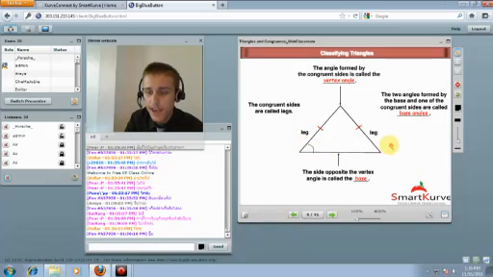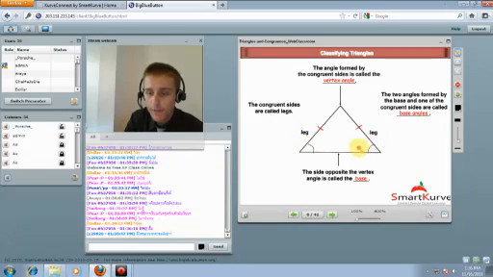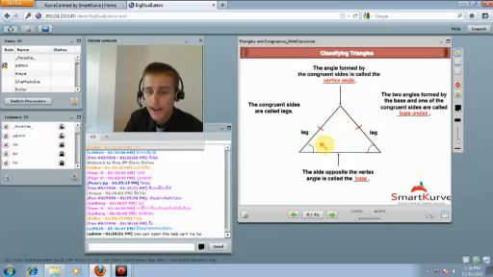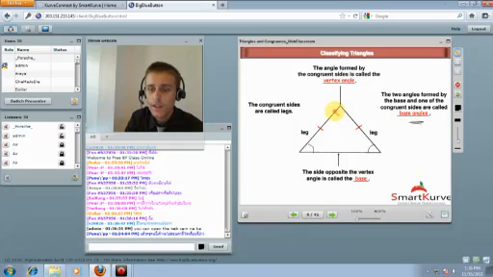So these angles at the bottom that are formed between the two legs and the base are called base angles. This top angle is called a vertex angle.